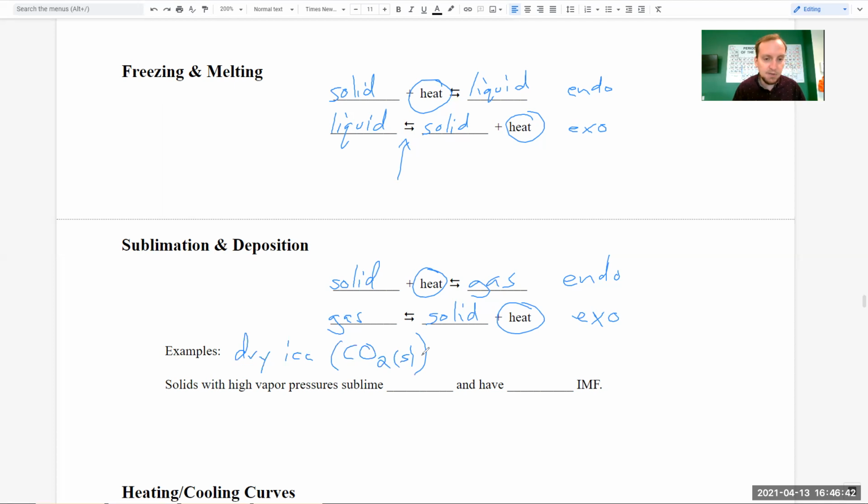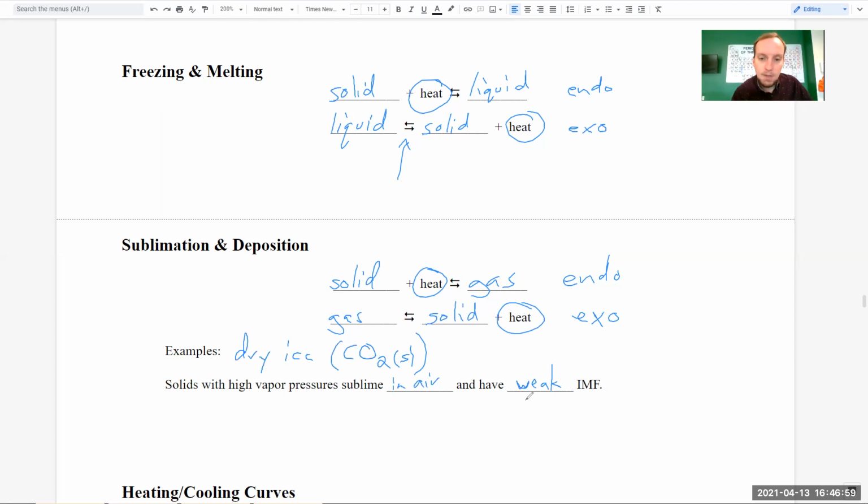Like it says here, solids with high vapor pressures sublime in air, and have weak intermolecular forces. I think that's what that means.